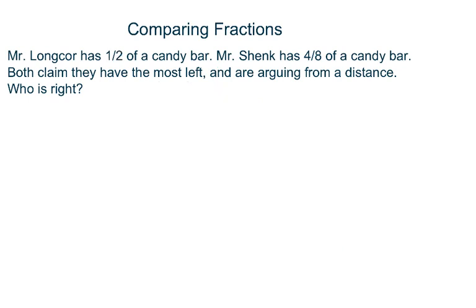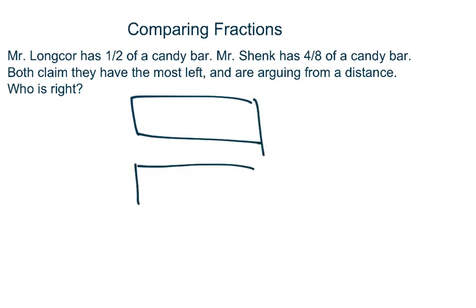Alright, this time Mr. Longcore has a half a candy bar. Mr. Schenk has 4/8 of a candy bar. Both claim they have the most left and are arguing from a distance because, social distancing.